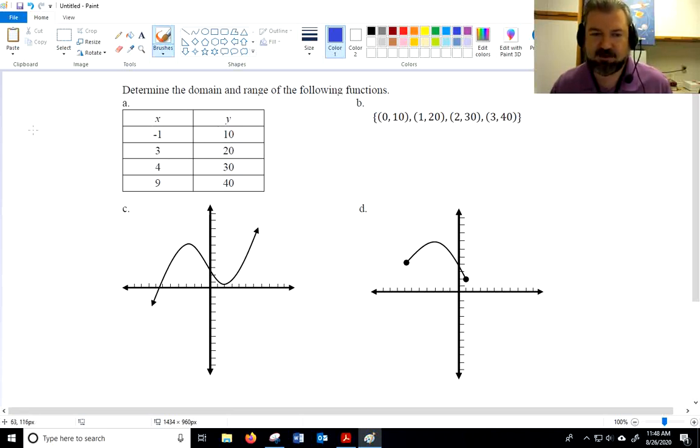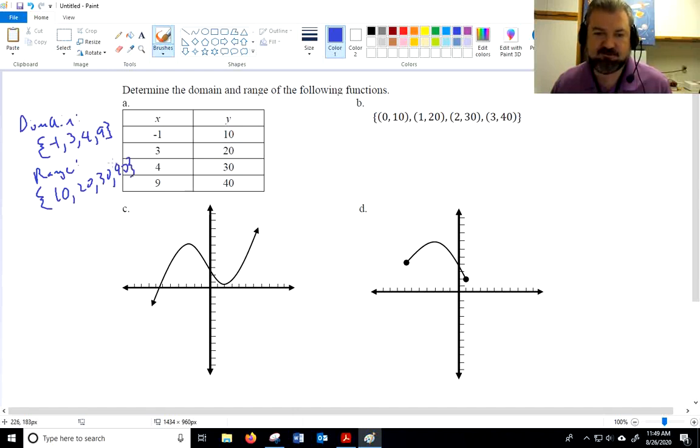So my domain on part A, it's a discrete set. I'm going to just describe it by listing the values in set notation. They're -1, 3, 4, and 9. And I'll describe the range in a similar way: 10, 20, 30, and 40.